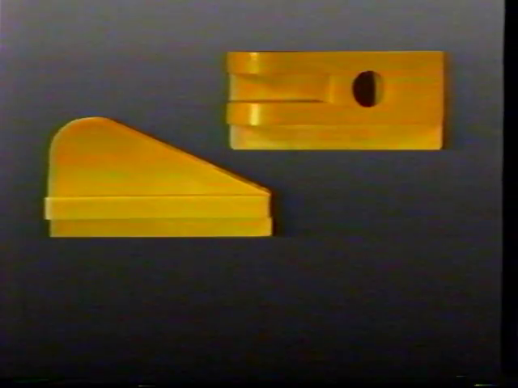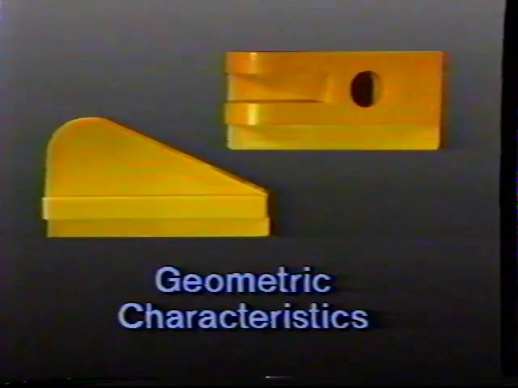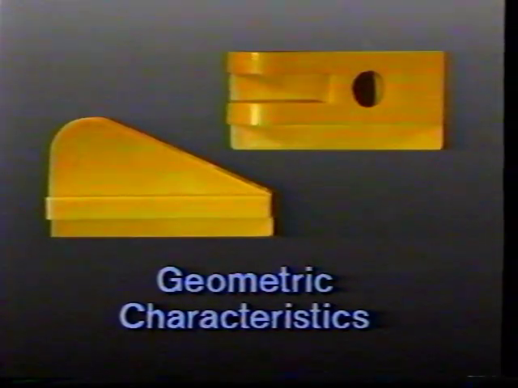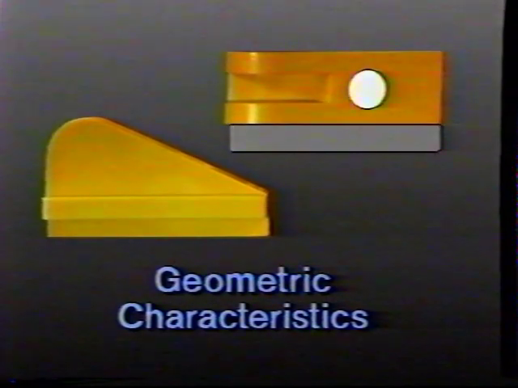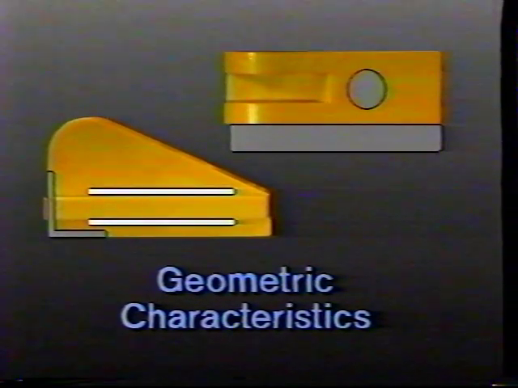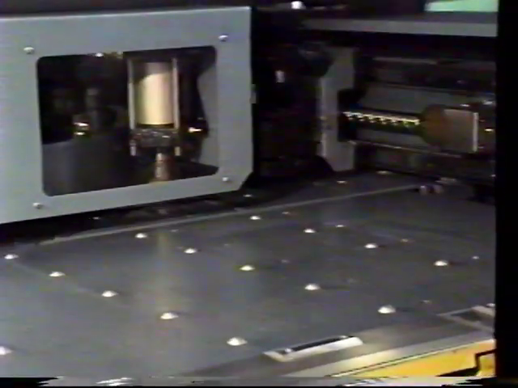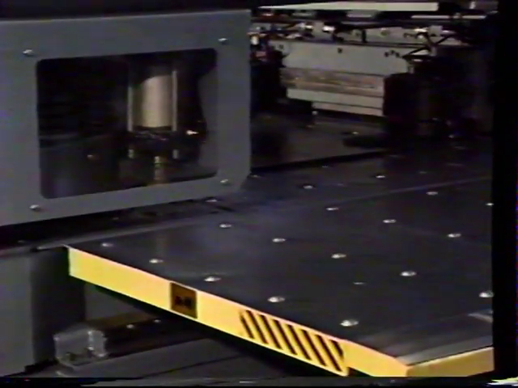Features are also defined by their geometric characteristics. Geometric characteristics define the form of the feature and its location with respect to other features. Flatness, circularity, perpendicularity, and parallelism are all examples of geometric characteristics. Ideally, each feature will be identical from part to part. Due to many factors, however, the features may vary.